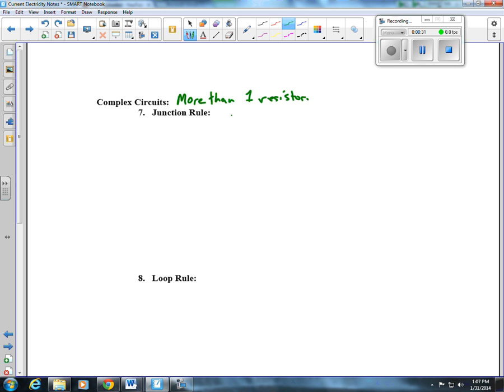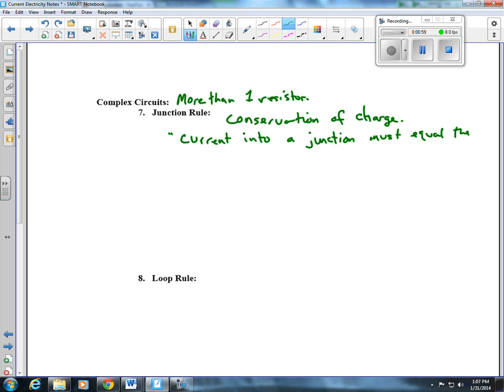And the junction rule is basically a conservation of charge rule. And we're going to state it this way. The current into a junction, okay, a junction is where things meet, so where a couple wires meet, must equal the current out. Okay, that's pretty straightforward. If I have 3 amps going into a junction, I have to have a total of 3 amps going out. Because charge is conserved.